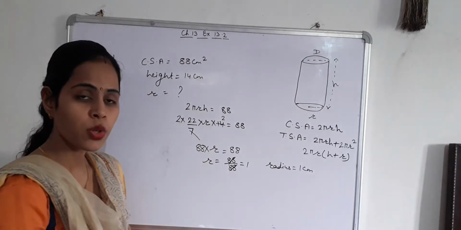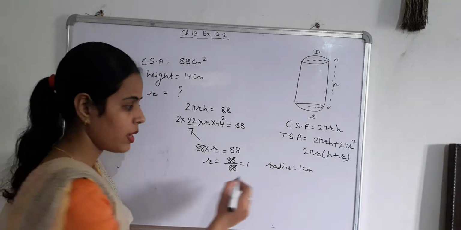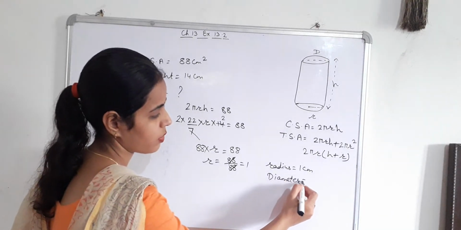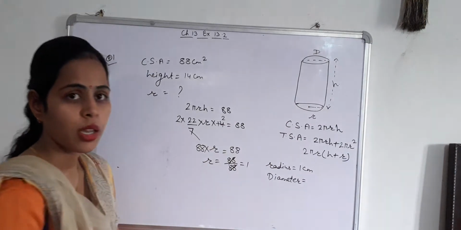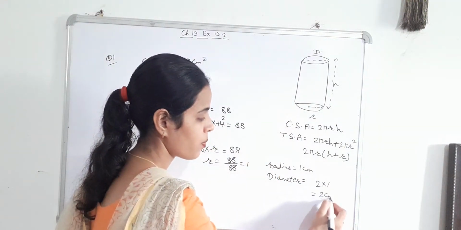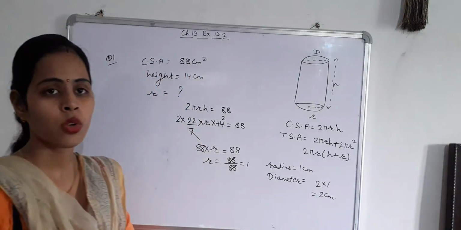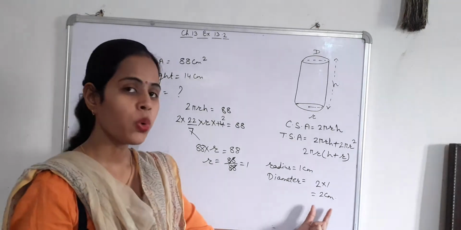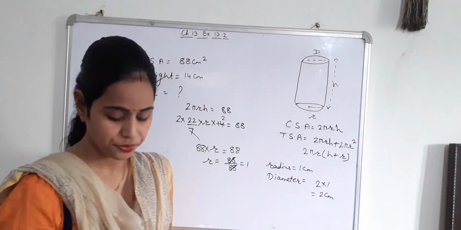If radius equals 1 centimeter, then diameter will be, diameter is double of radius. Then diameter will be 2 into 1 equals 2 centimeter. So we can say that the diameter of the cylindrical part equals 2 centimeter.